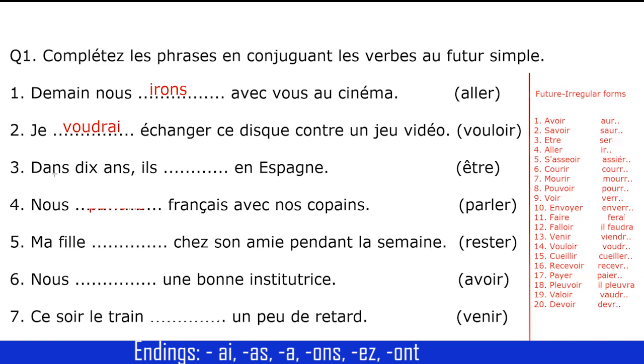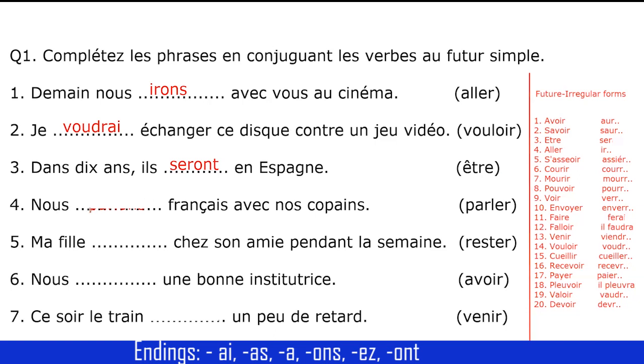The third sentence is: Dans 10 ans, il dash en Espagne. Être is your verb and it is irregular. Être becomes SER as a stem. So here, dans 10 ans, ils seront en Espagne. In 10 years, they will be in Spain. So SER is written here as a stem and ONT is your ending.